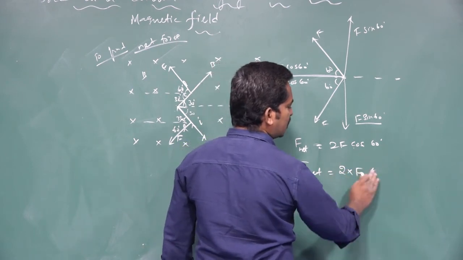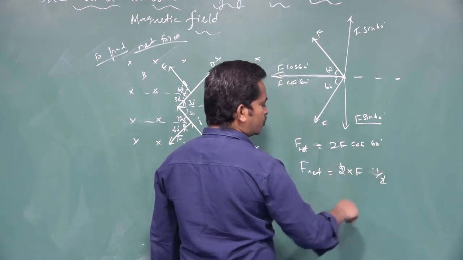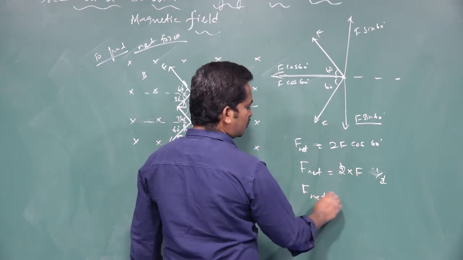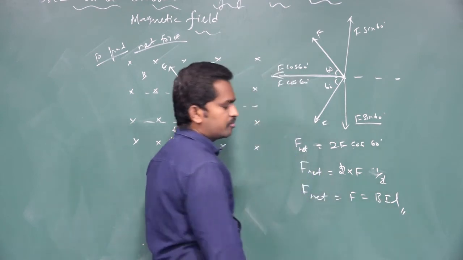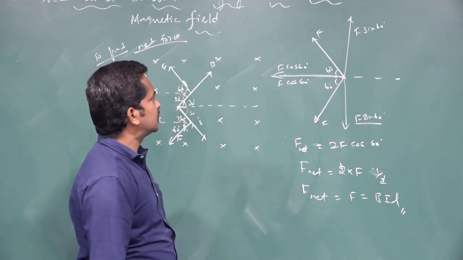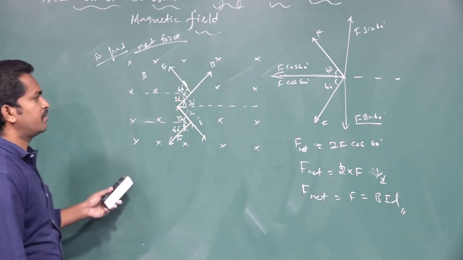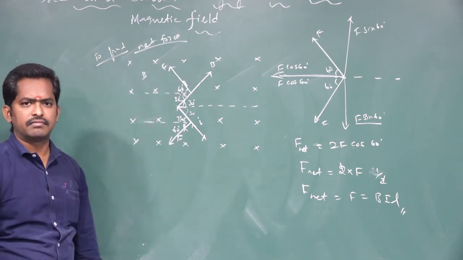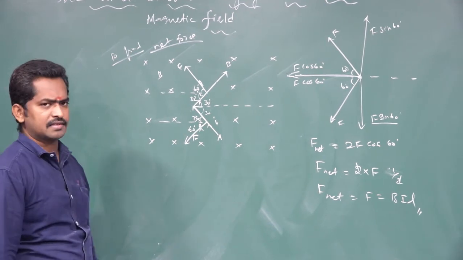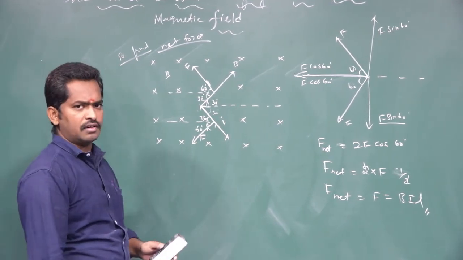What is the value of cos 60? 1 by 2. The 2 cancels. So F net is equal to F, which is equal to BIL. This is the correct answer. So this was an example of force on a current carrying conductor in a magnetic field. It's a basic example, and it's very important.